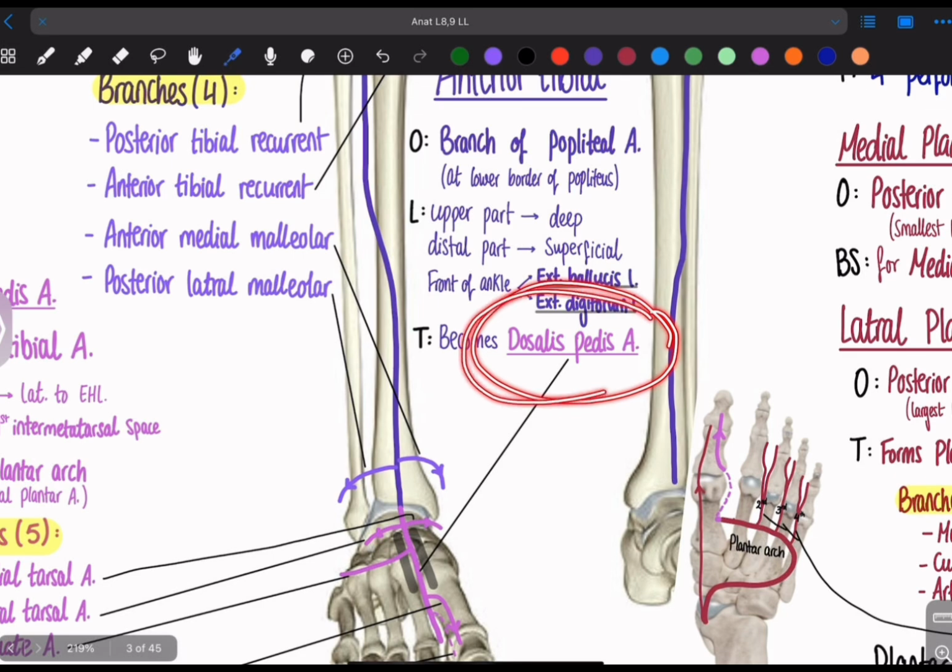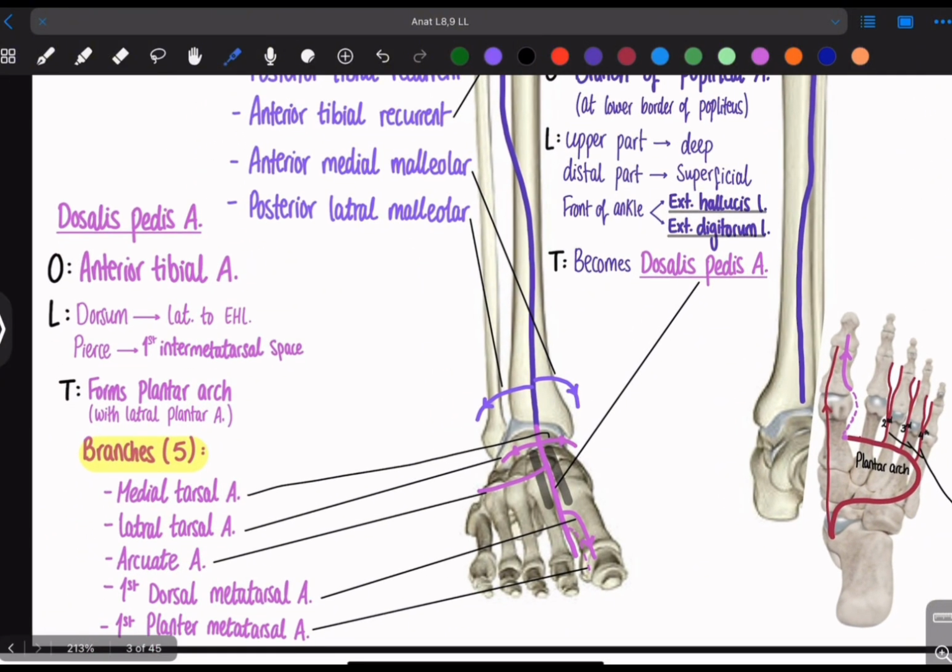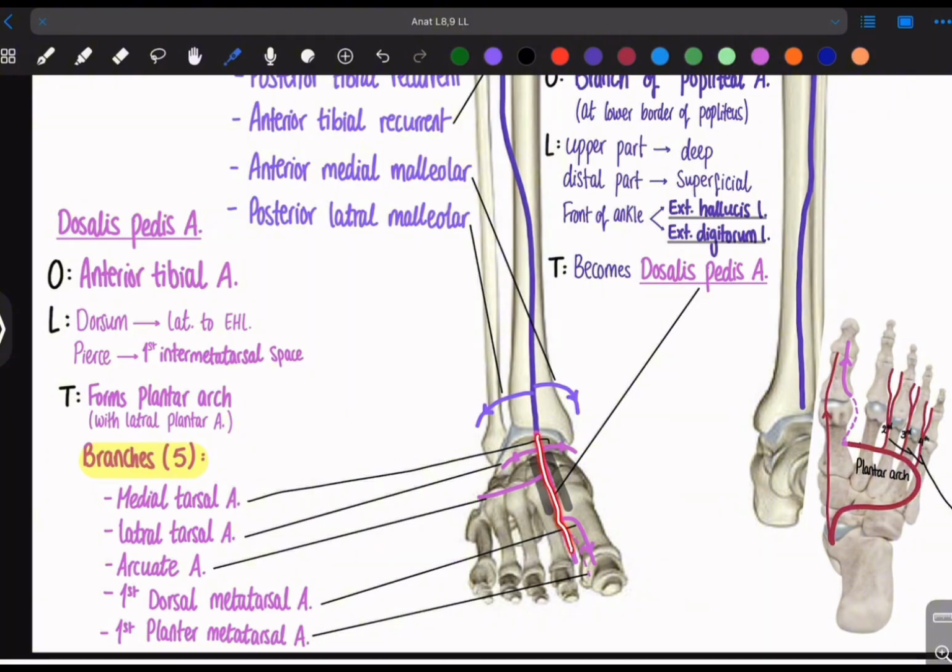We just said the dorsalis pedis is the termination of the anterior tibial artery. So what's the origin? The origin is the anterior tibial artery. What about where does it go? And its landmark. In the dorsum here it goes lateral to the extensor hallucis longus. Then it pierces the first intermetatarsal space and forms the plantar arch. This is important, okay? Forms the plantar arch. This is the termination.